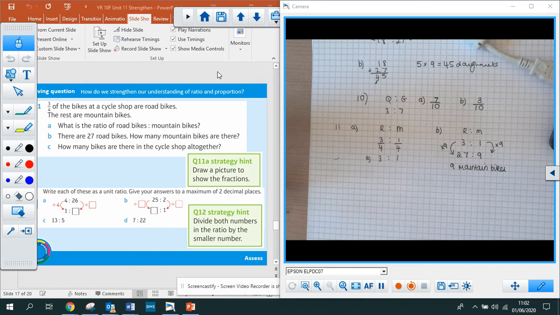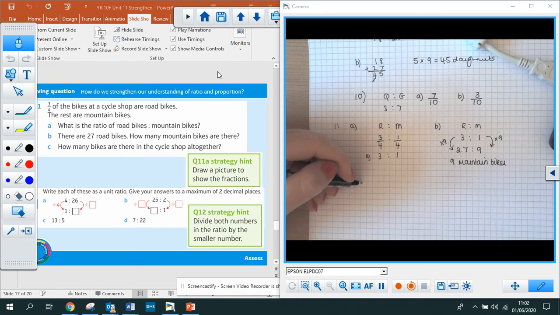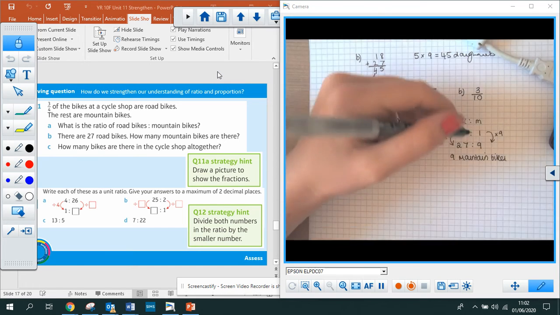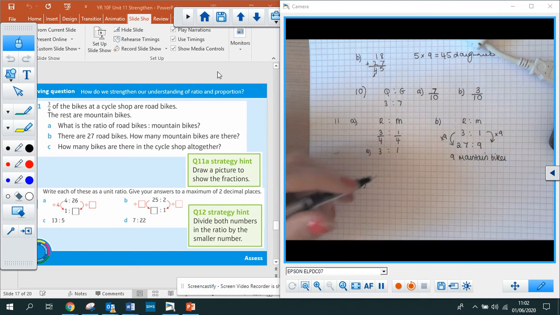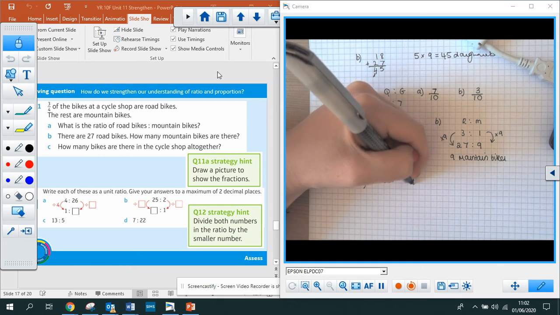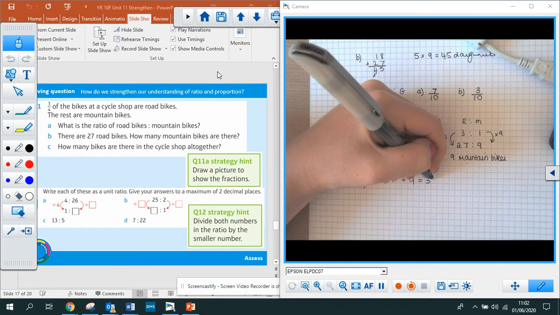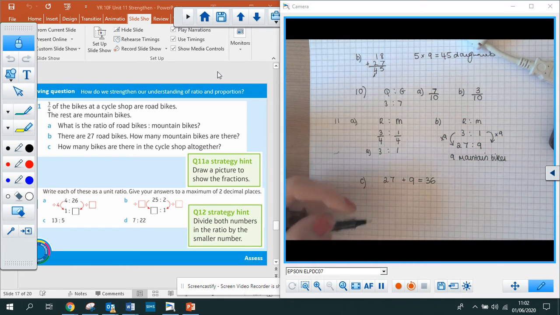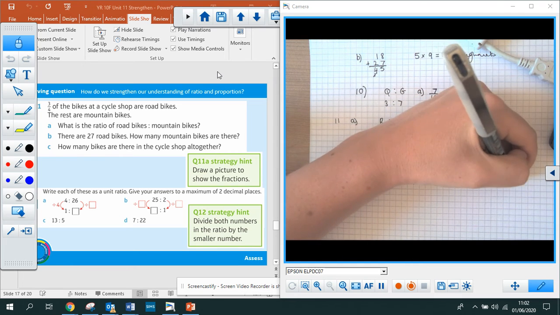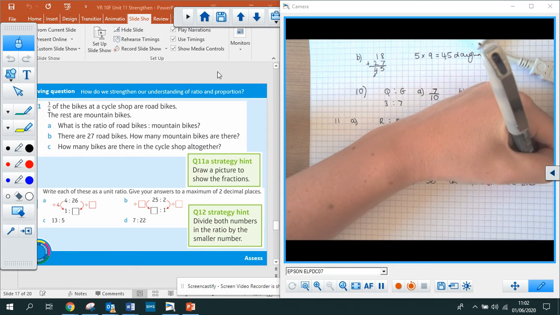Part C rather. How many bikes are there in the cycle shop altogether? Well, we know there's 27 and 9. So 27 plus 9 equals 36. The other way you could do that, you know one part is worth 9, so you could have done 4 multiplied by 9, which is 36 bikes.